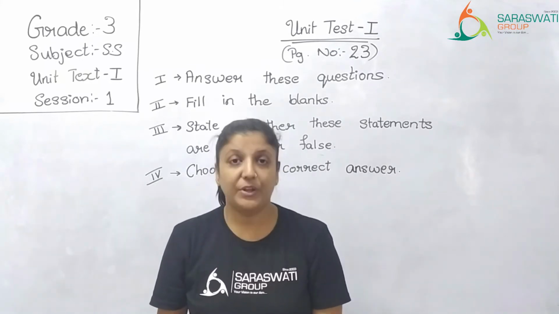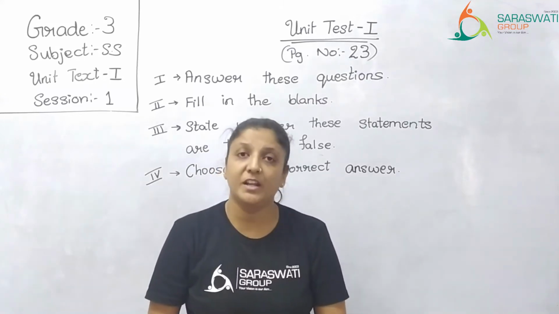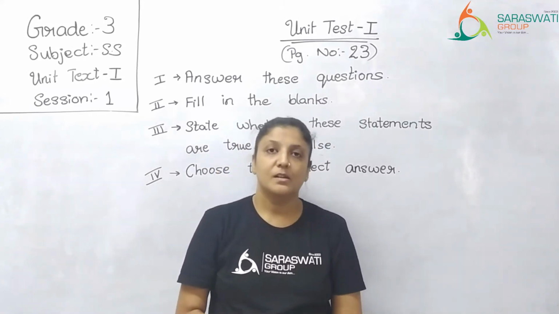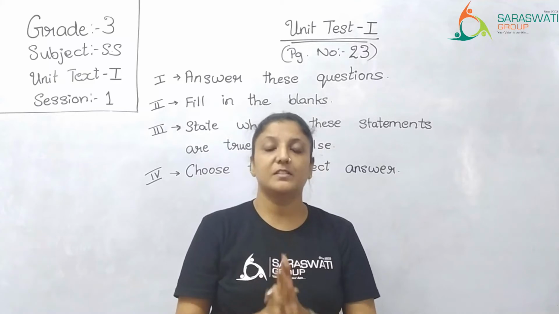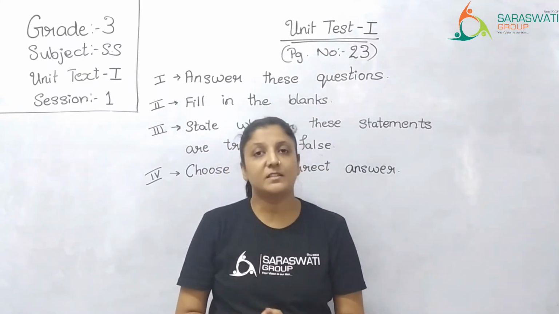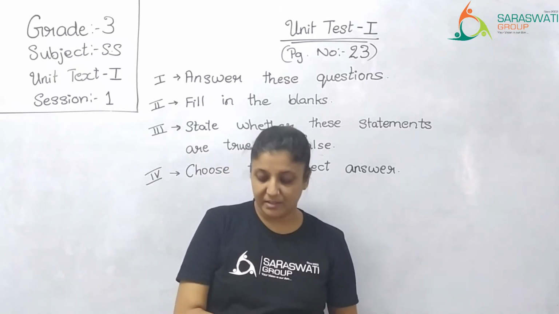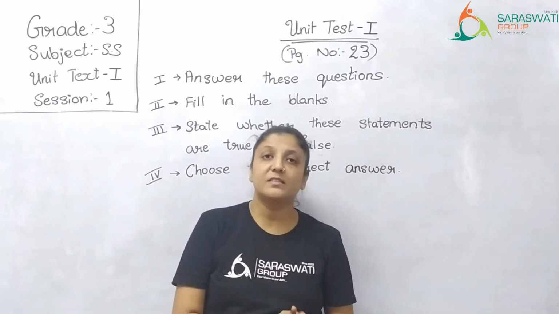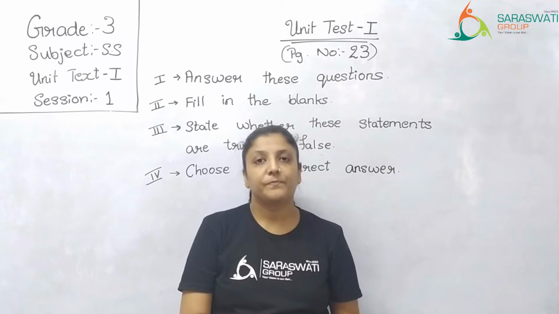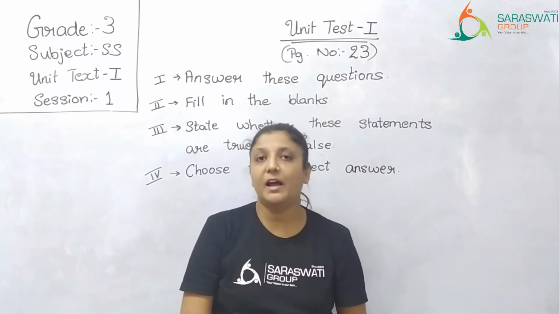Clear? So, these are the 5 questions to which you have to write the answers. Next is fill in the blanks. Here they have not given you any clues or hints. You have to write the answers by yourself. Okay? So let's start that. Number 1. The earth has dash as its satellite.